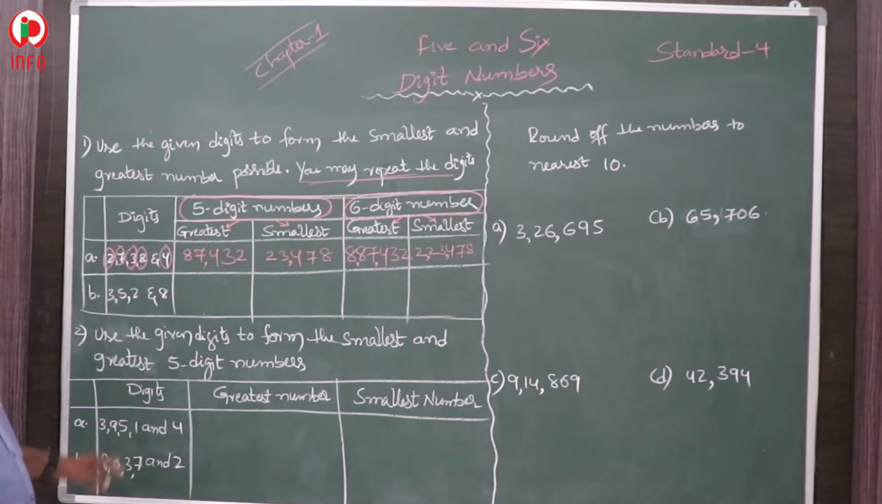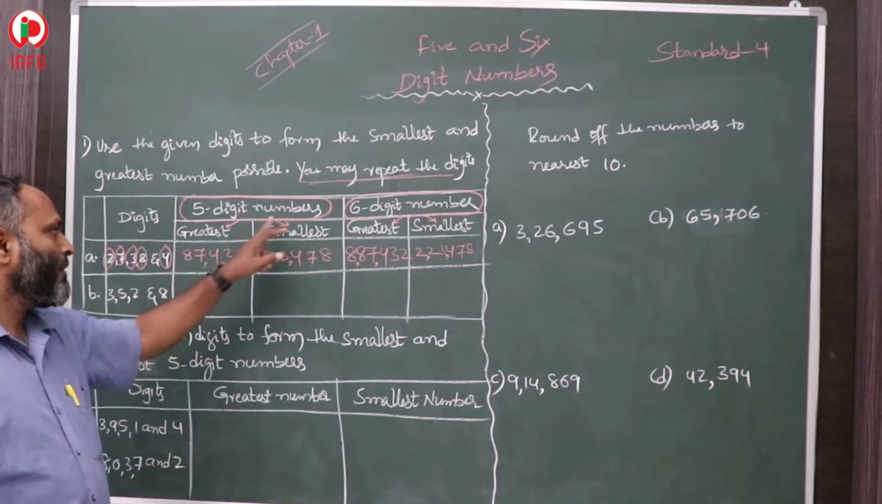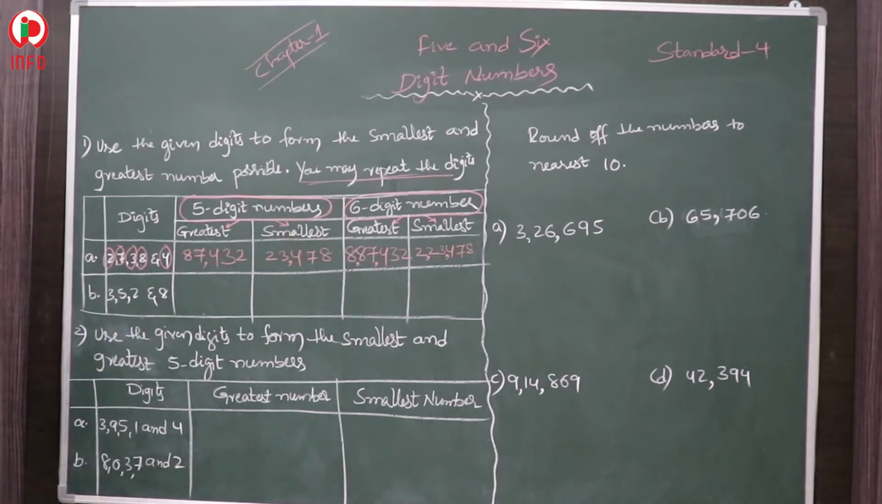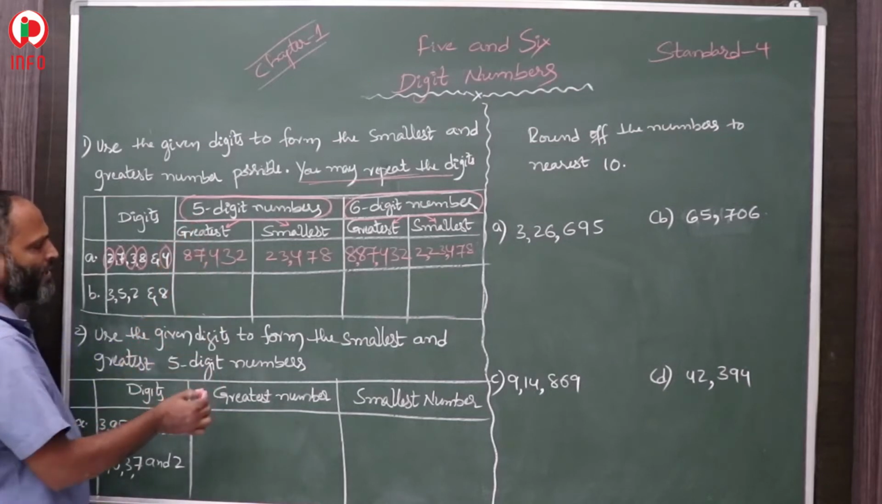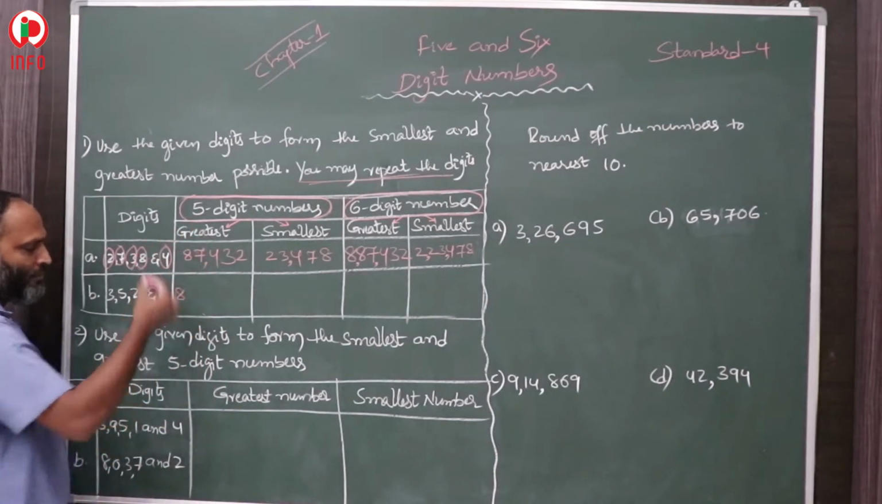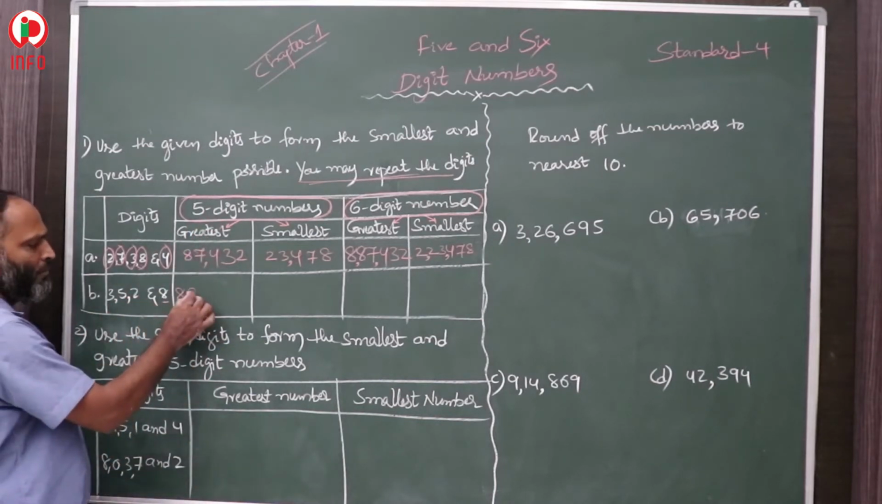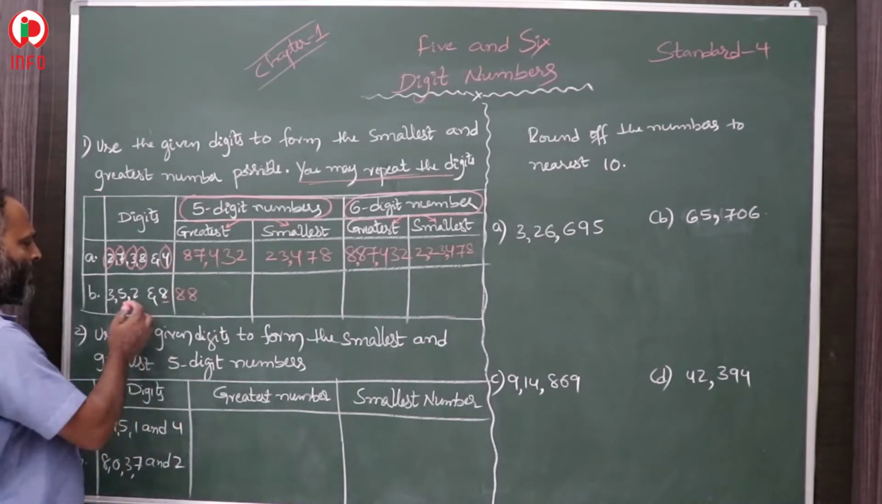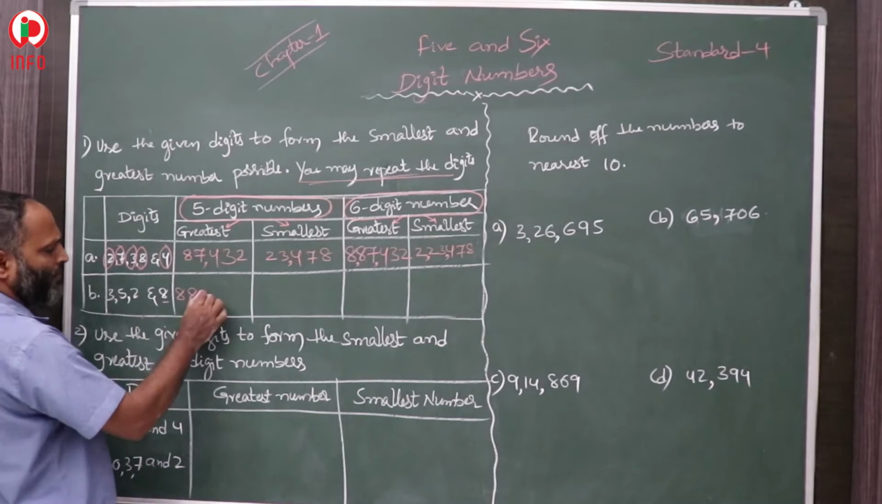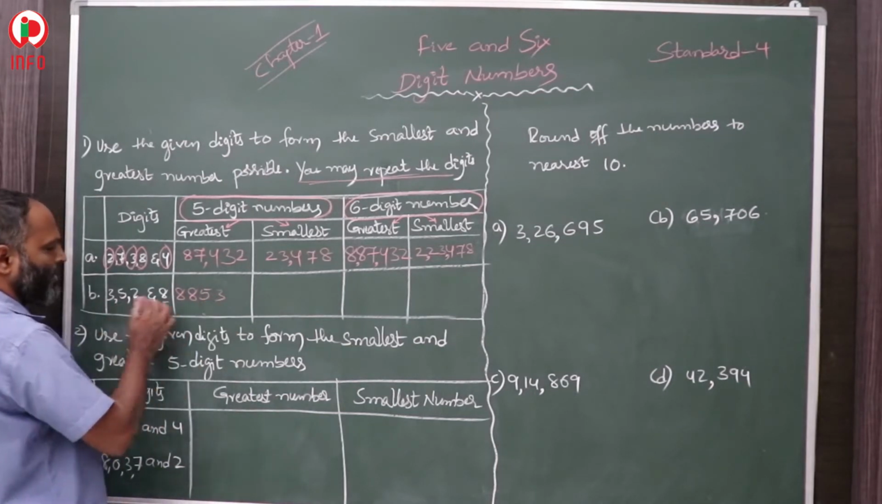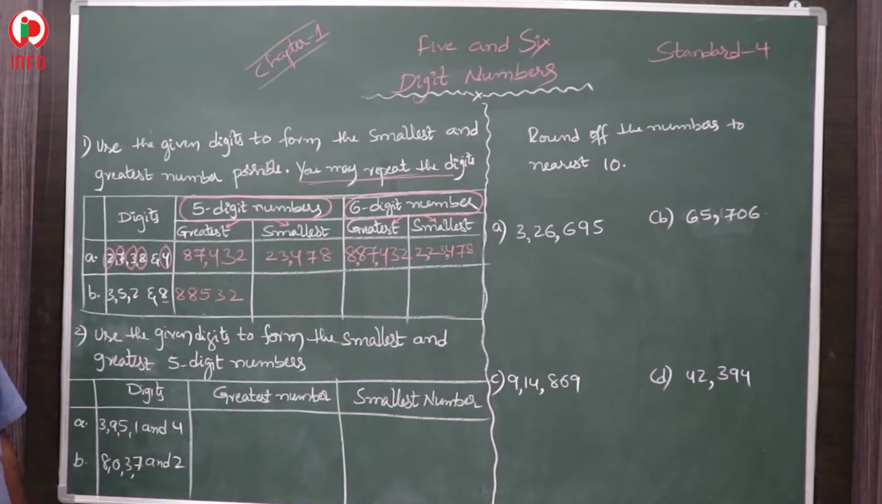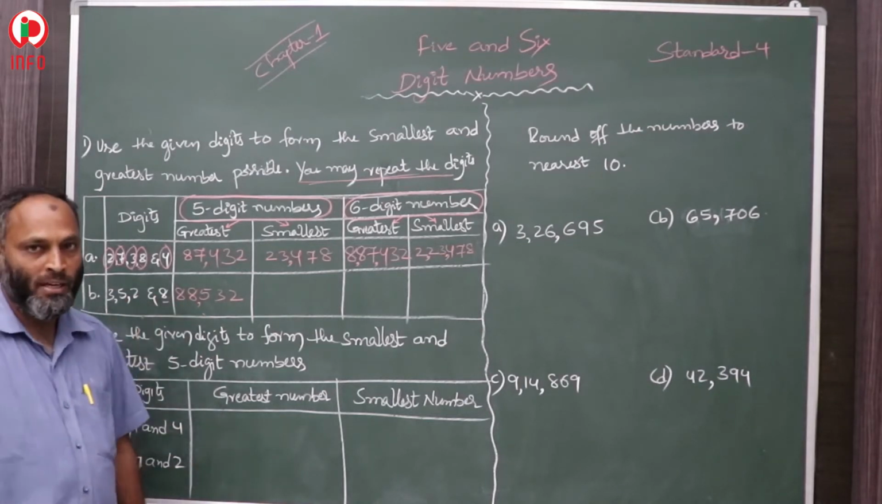In the same way, here only 4 digits are given. So if 4 digits are given, we need a 5-digit greatest number and smallest number. For that, first we take the biggest number, 8. Here we want 5 digits but there were only 4 digits. This means we have to repeat 8 one more time. Then after that, smaller than that is 5, then 3, then 2. Then 88,532. This is the 5-digit greatest value, after repeating 8 twice.